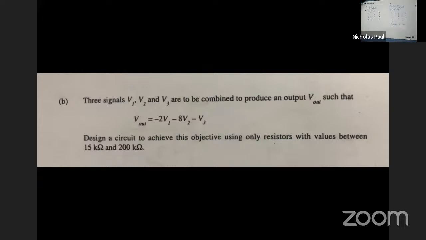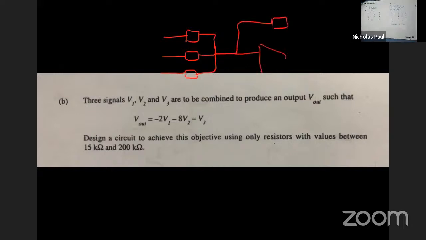Right, we don't know any values. We know this circuit is an inverting one. We have V1, we have V2, we have V3, and we have V out. We need to put in some values. We know the circuit, but we have to put in some values that'll give us this.